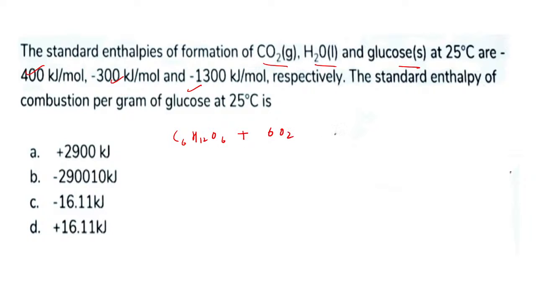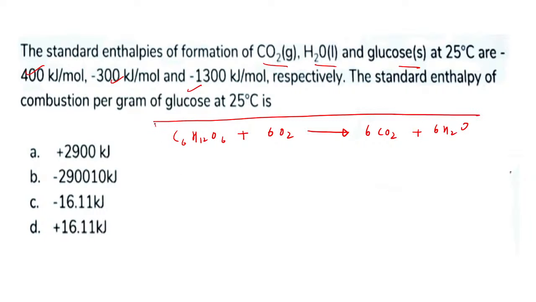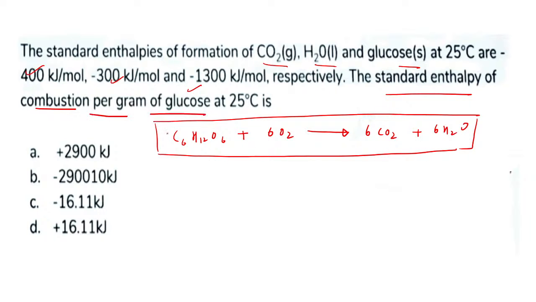So this is the balanced reaction: C6H12O6 plus 6O2 gives you 6 molecules of CO2 plus 6 molecules of H2O. So this is the reaction, okay. And why have we considered this reaction? Because we have to find the standard enthalpy of combustion per gram of glucose. So this is your reaction of combustion, because this is nothing but your combustion process, okay.